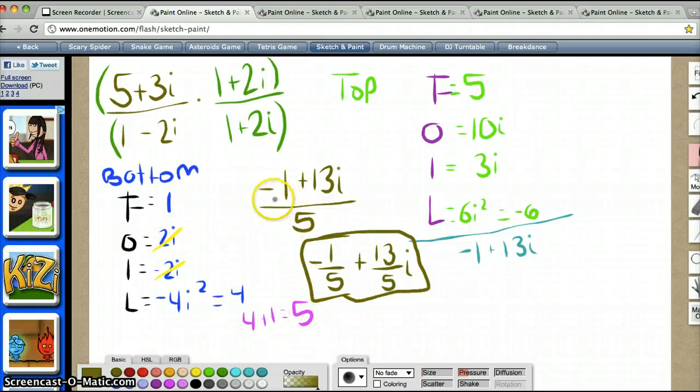So on the top we had a negative 1 plus 13I, which we got from here, divided by the bottom, which was 5. So your answer is a negative 1/5 plus 13/5 I.